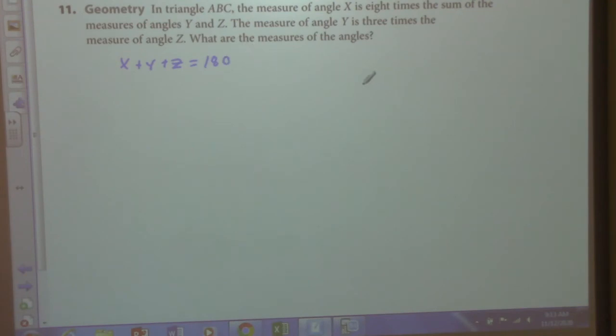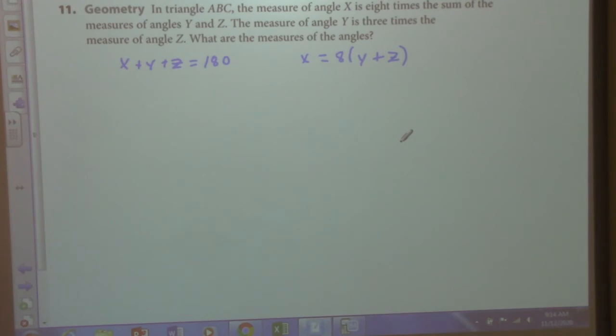What other equations do you have here? I have x equals 8 times y plus z. She said 2, but she meant z. To me, z's look like 2's unless you cross-hatch them like that. That's why you've got to be careful about that.